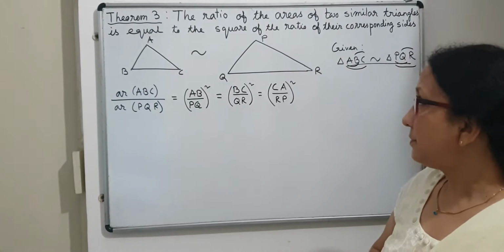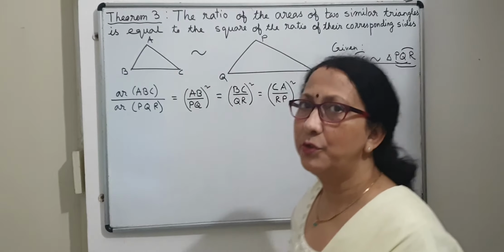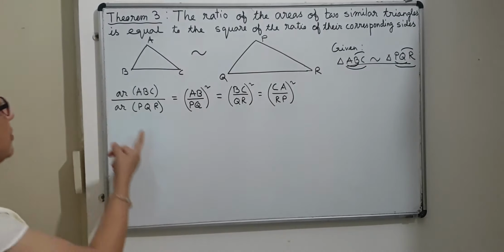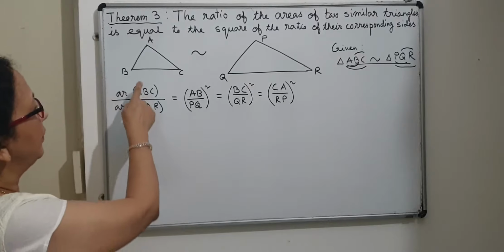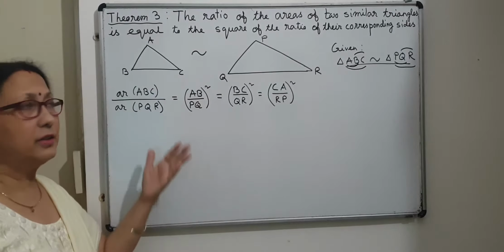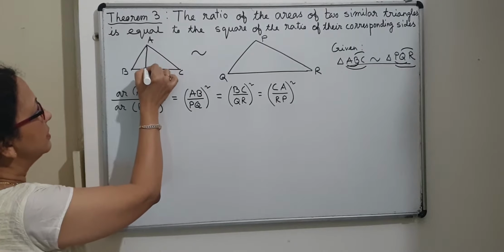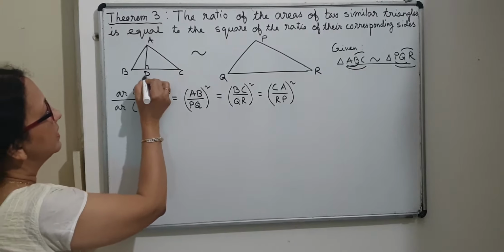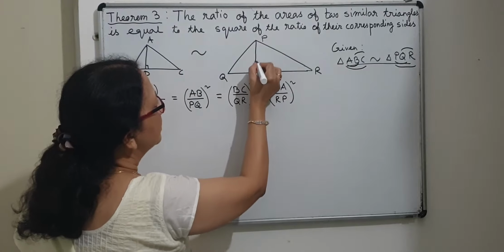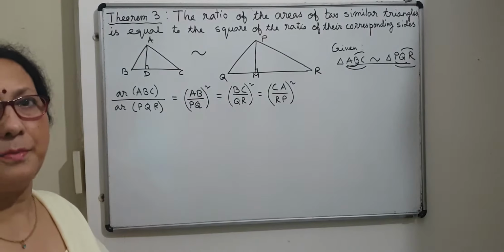Okay, now the proof is very simple. What will you do? You have to find the ratio of the areas. So if I consider BC and QR to be the bases, then I have to draw the corresponding altitudes. Let the altitude of this triangle be AD, and for this one the altitude is PM, so that we can find the areas as half base into altitude.